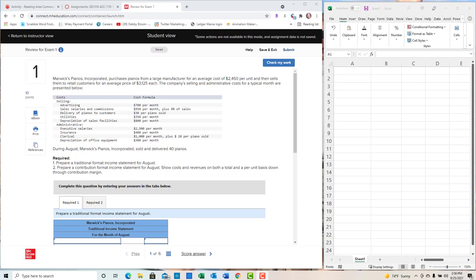We're going to work right now with our review for Exam 1, Problem 1, which is on the difference between a traditional format income statement and a contribution margin format income statement.